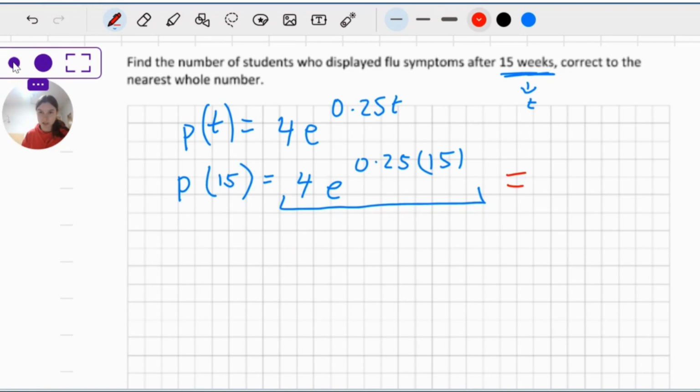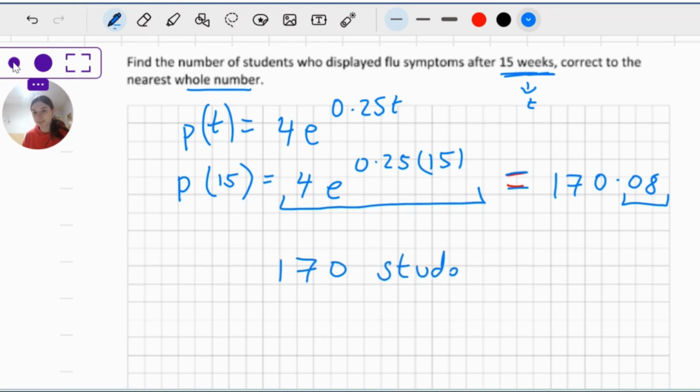So we're getting 170.08. Don't forget to round to the nearest whole number because you can't have 0.08 of a student. And what's the number of students? The answer is going to be 170 students.